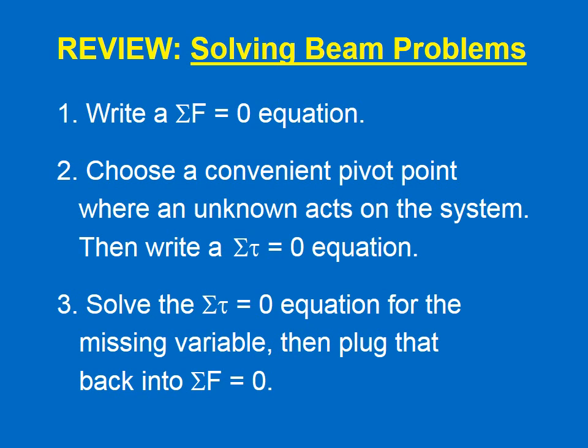Let's review how to solve beam problems. First, we write a sum of the forces equals 0 equation. Next, we choose a convenient pivot point where an unknown acts on the system. Then, we write a sum of the torques equals 0 equation around that point. Thirdly, we solve the torque equation for the missing variable, then we'll plug that back into the force equation. We'll show you two more examples in this lesson.